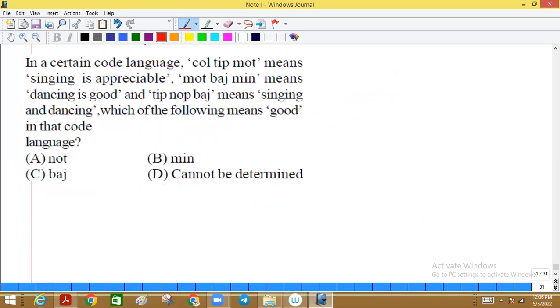So let's see here. In a certain code language, tip mod means singing is appreciable, mod baj means dancing is good, and tip knob baj means singing and dancing. Which of the following is the code for good? He's asking for good. There are three sentences here. One is in the green color, another is in the red color, and one more is in the blue color.